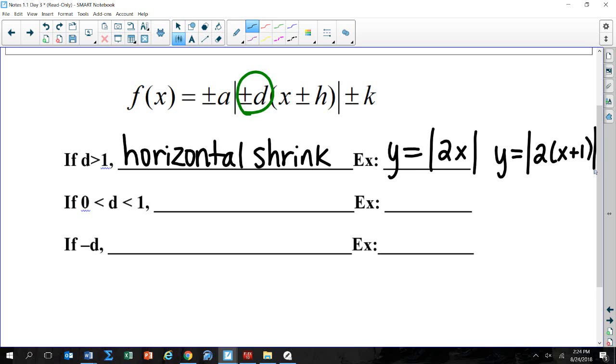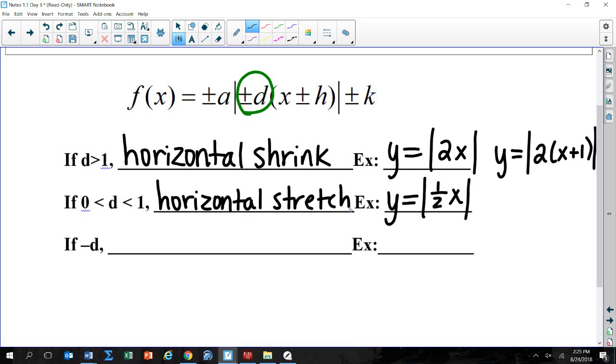What happens if D is between 0 and 1? Like if I have the absolute value of 1/2 x. It's opposite of what you think. It's going to be a stretch. That's horizontal stretch. Another example might look like this, y equals 1/2, absolute value of 1/2 times x plus 1. That would be a shift left 1 with a horizontal stretch.